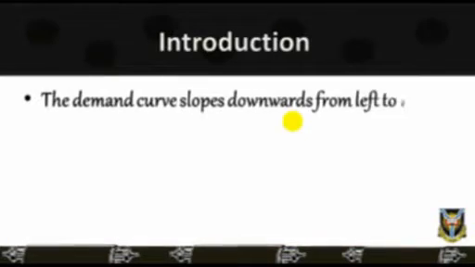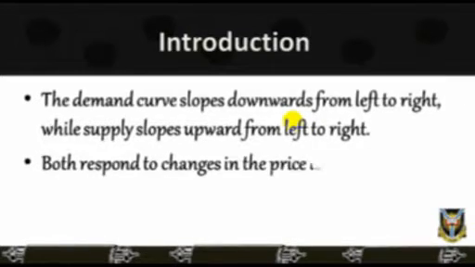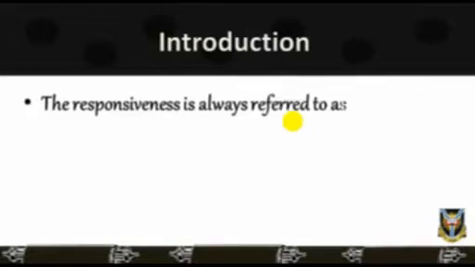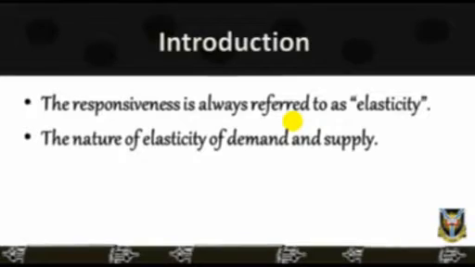Introduction. Normally, the demand curve slopes downwards from left to right, while supply slopes upward from left to right. However, both respond to changes in the price level. The responsiveness is always referred to as elasticity. In this study session, we shall briefly look at the nature of elasticity of demand and supply.